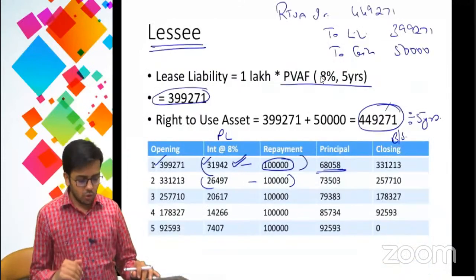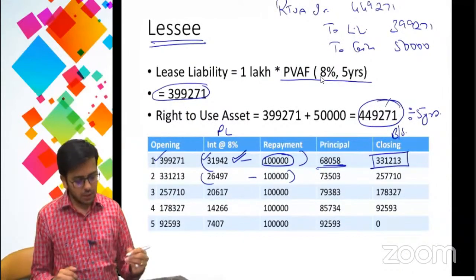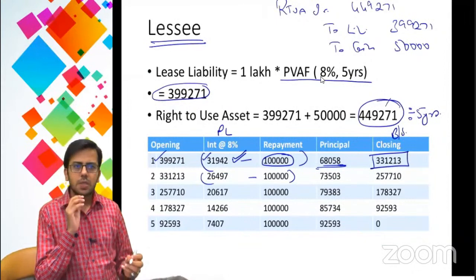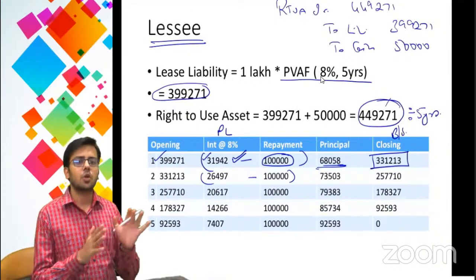Now let's talk about lease liability. We have this remaining lease liability 3,31,213. Some part of it is current, some part of it is non-current.